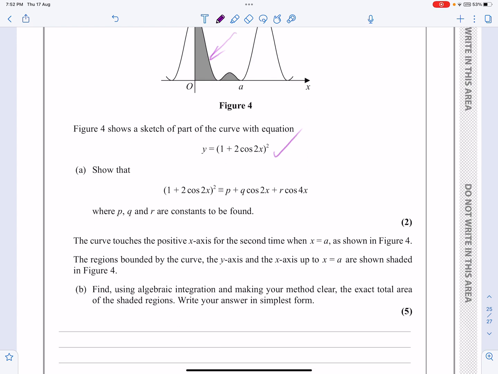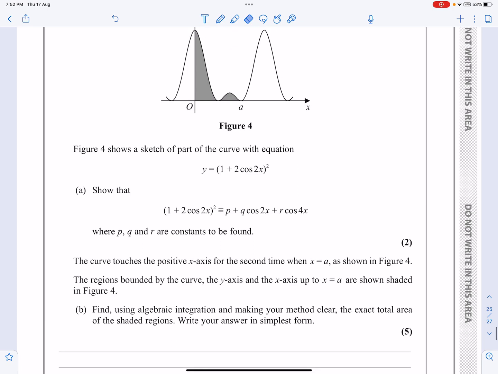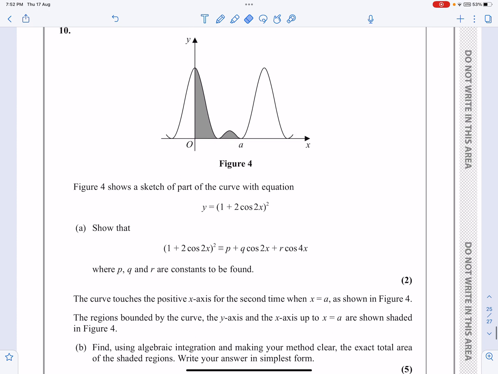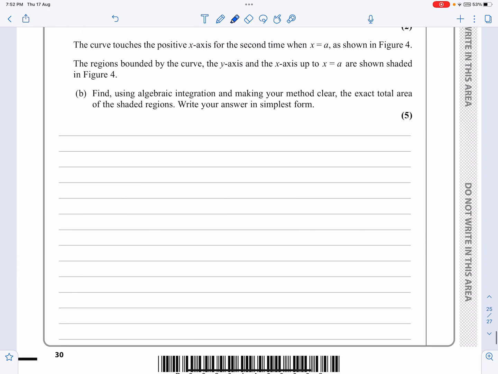So let's make a start and get going with it. 7 marks for this one, quite a lot of work involved in it though. So part A says this is the curve, but we don't need to worry about that too much. It just says, can we prove that identity and work out what P, Q and R are going to be? Yeah, absolutely. We can get started with having a look at that.